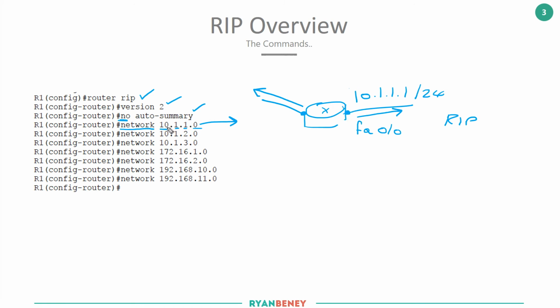And it's matching it against this IP address. But turning it on does two things. It sends out the RIP updates and it puts the subnet, or the network if you like, into the RIP process.